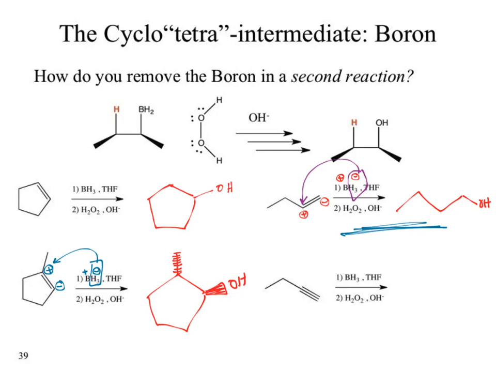Is that valid? One wedge, one dash? No. The OH needs to be wedged. Do I need to show the hydrogen? Yes. I can imply hydrogens right and left. That's not a problem. I didn't show the dashed hydrogen where the alcohol was located. I don't have to show the wedged hydrogen.